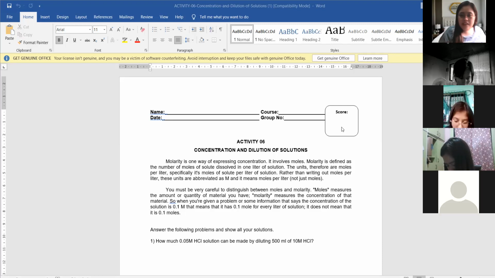Now for the remaining time, it's 2:30. You still have 2 hours left. Please work on the remaining activity number 5. And if ever you are done with activity number 5, you may try doing activity number 6.